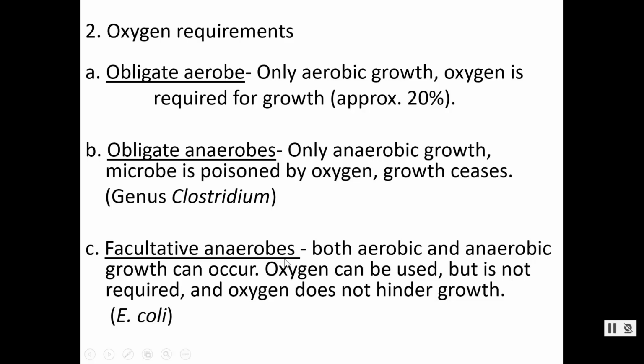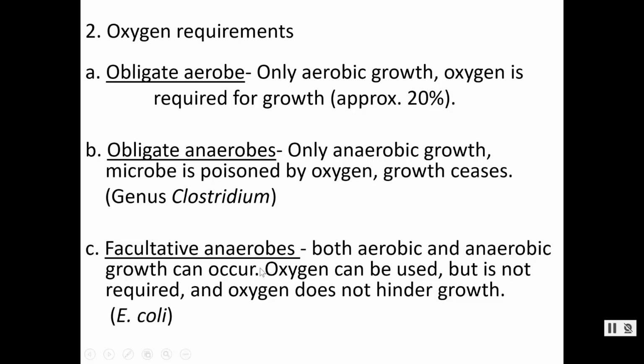E. coli is a facultative anaerobe. It can grow with oxygen in the lab just fine. It can also grow deep into our intestines where there is much less oxygen, and it grows just fine there too. And that's because it has both pathways, an aerobic pathway and an anaerobic pathway. Oxygen is used, but it is not required, and it doesn't hinder their growth.